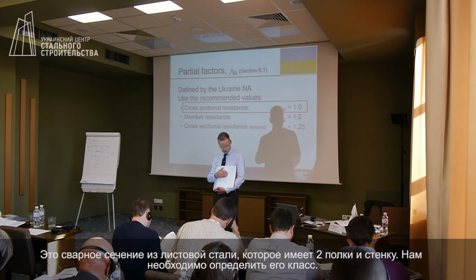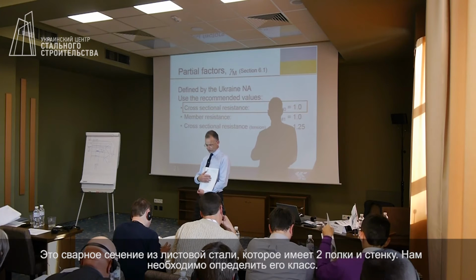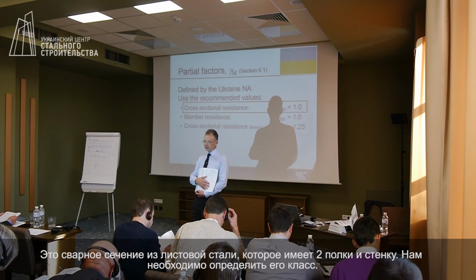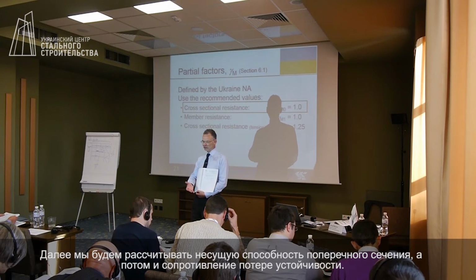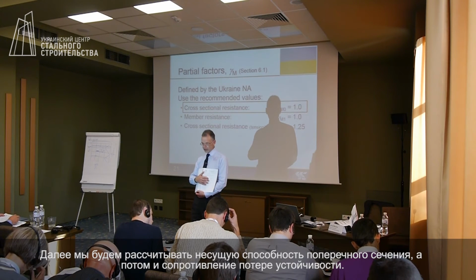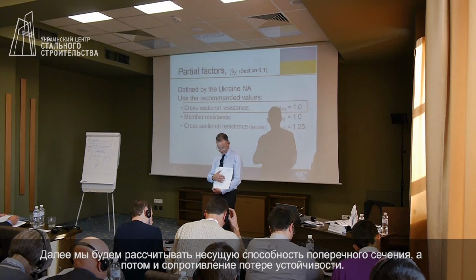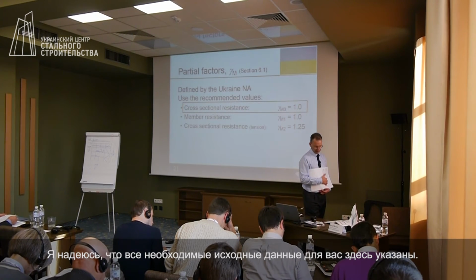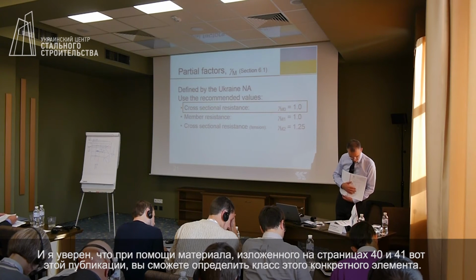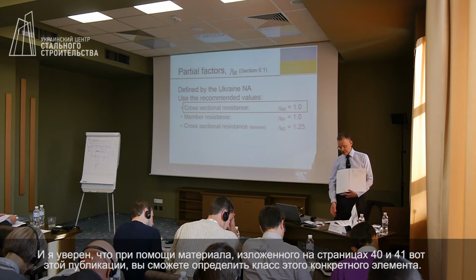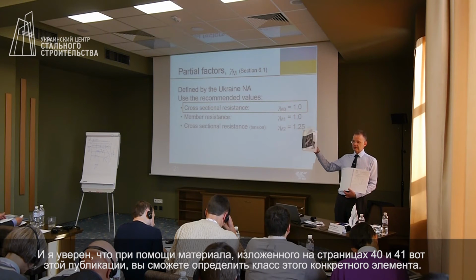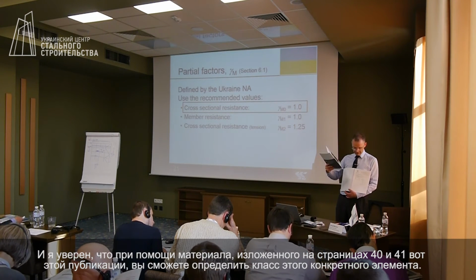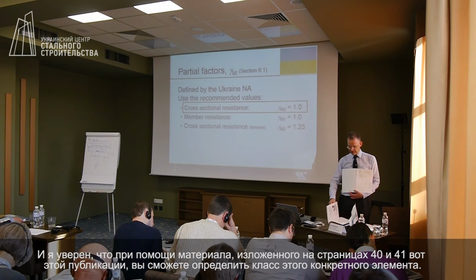This is fabricated from plate, 2 flanges and a web. We need to classify it. Then we're going to work out the cross-section, and later on we're going to work out its buckling resistance. So I believe that all the data is there for you, and armed with page 40 and 41 of this guide, I believe that you will be able to classify this particular member.